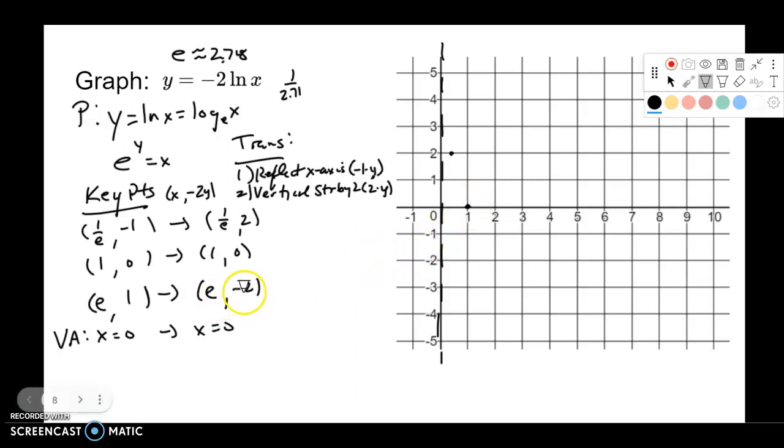And finally, we have (e, -2). e is 2.718, so this is the point (2.718, -2). We're going over almost to 3 and down 2. There's our point there. This graph wants to stay close to the asymptote, and then it's going to swing away from it as it passes through these 3 points. And away it goes. And that is the picture of y equals -2 ln x.